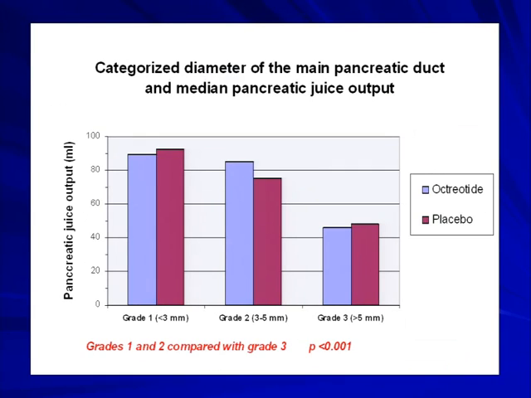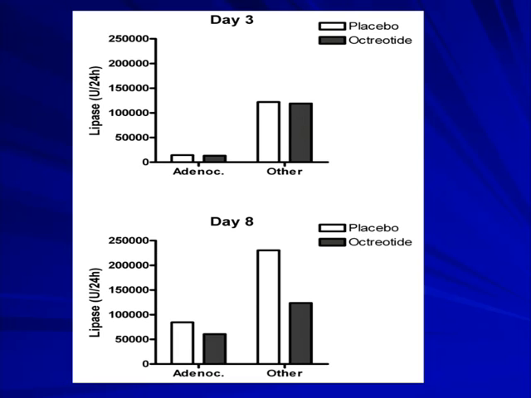When we categorize the diameter of the main pancreatic duct and median pancreatic juice output, the median pancreatic juice output was greater when the pancreas had a Wirsung duct less than 5 millimeters. However, the median pancreatic juice output was less when the Wirsung duct was greater than 5 millimeters, a statistically significant difference.